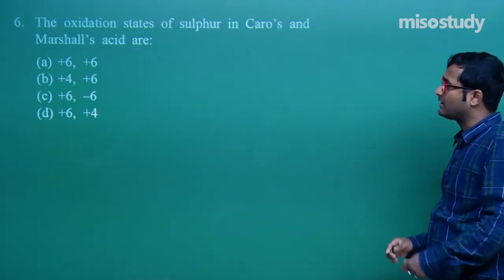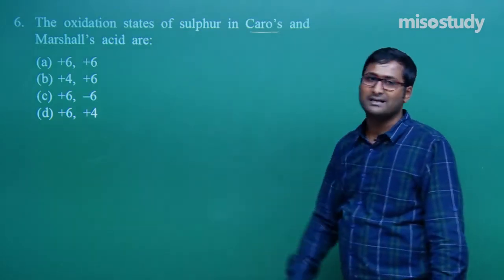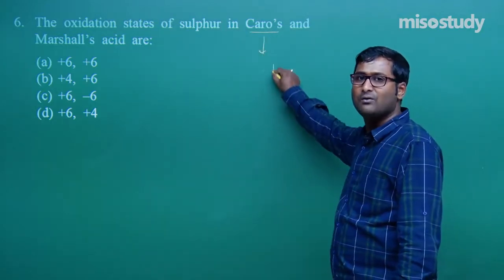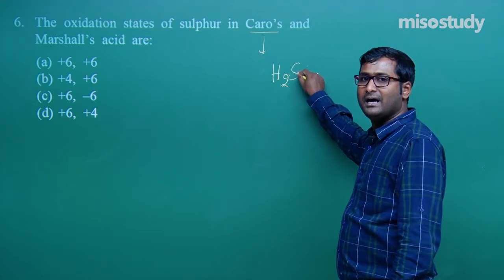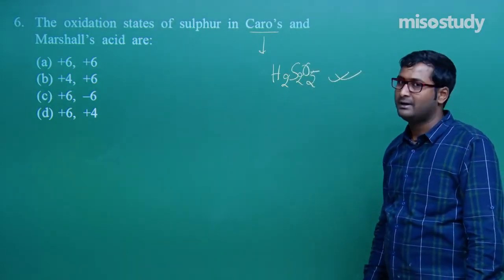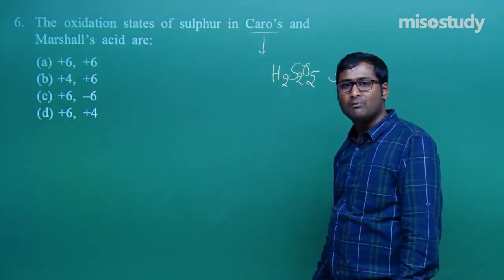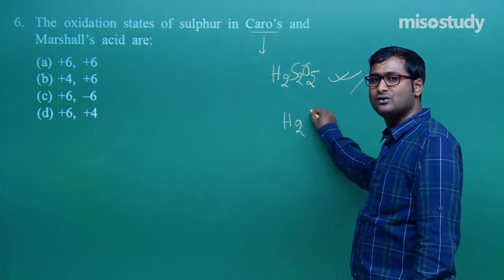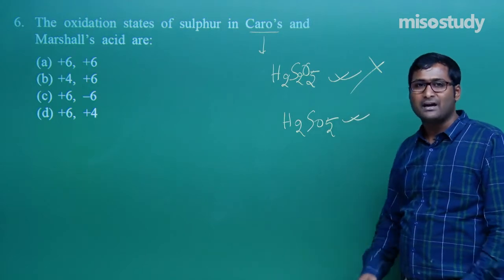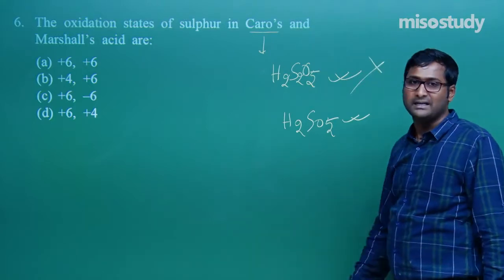Now the next one is, look at what I'm telling. The oxidation state of sulfur in Caro's acid and Marshall's acid. First of all, tell me what is the formula of Caro's acid? Sir, the formula of Caro's acid is H2S2O5. Am I right or wrong? Sir, you are absolutely wrong, because the formula of Caro's acid is H2SO5. Clear? And we know in Caro's acid there are two types of linkage, peroxy and oxy.